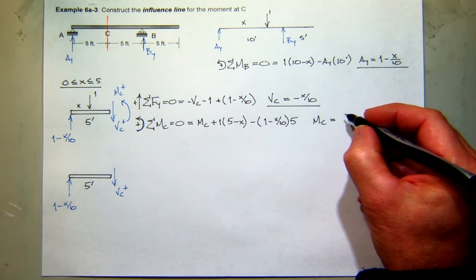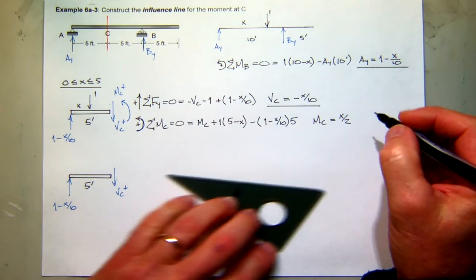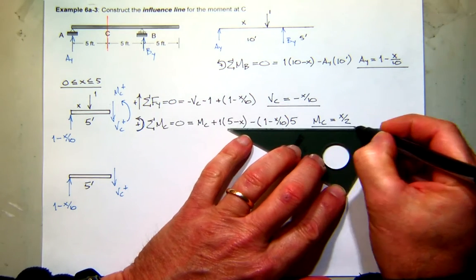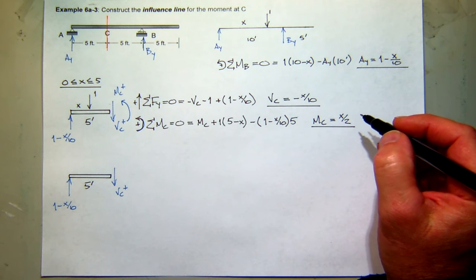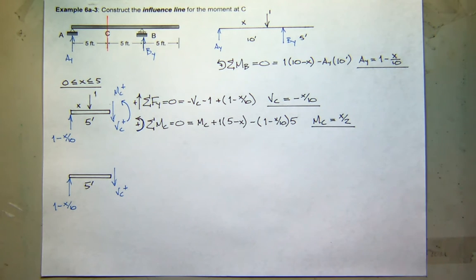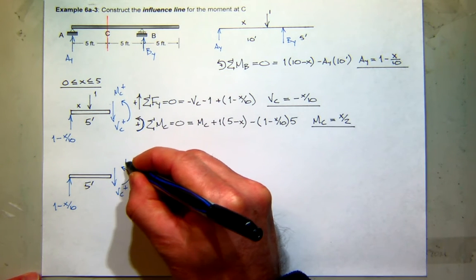Does that seem reasonable? Anybody check that? Front row? Back row? Middle row? Third row? Fourth row? All right, I got a thumbs up. I like that.